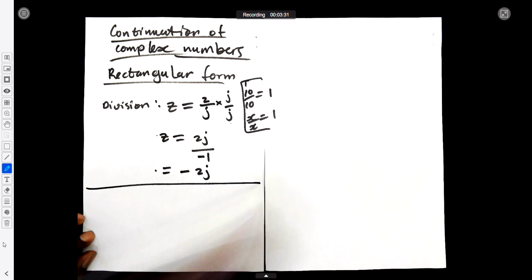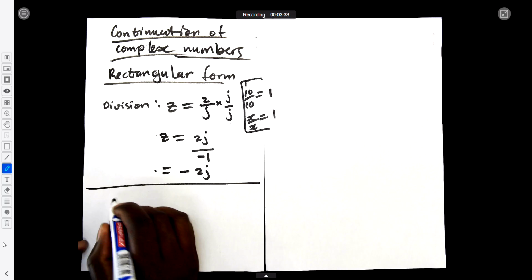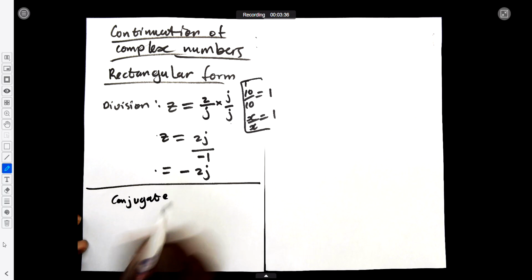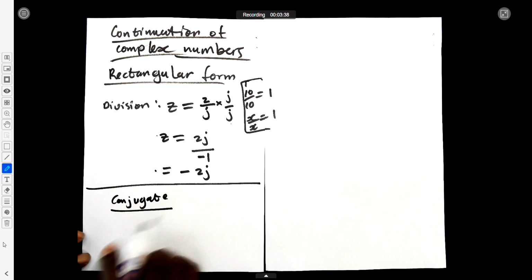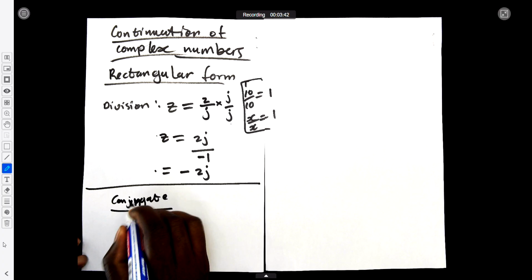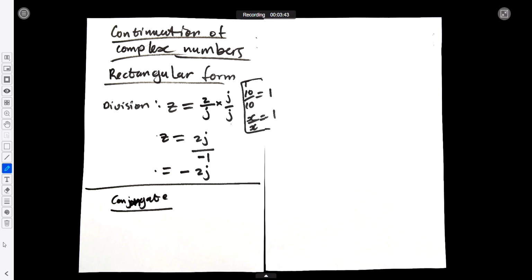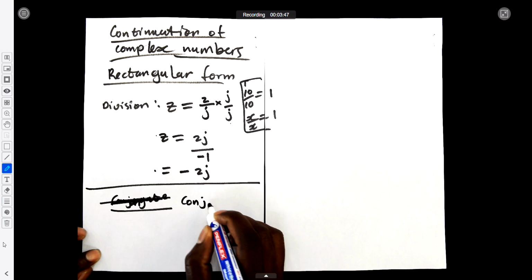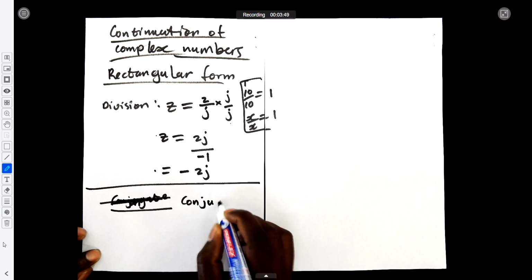But I wanted to explain this using, let's say, one vector. We are not supposed to apply it in this way. We must make sure that we apply something which is called a conjugate.